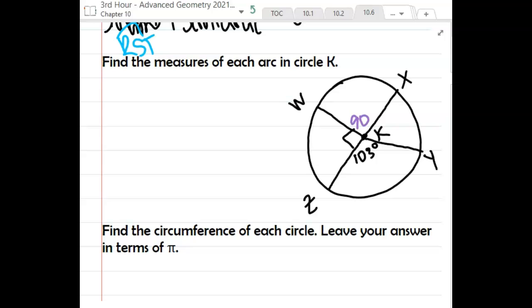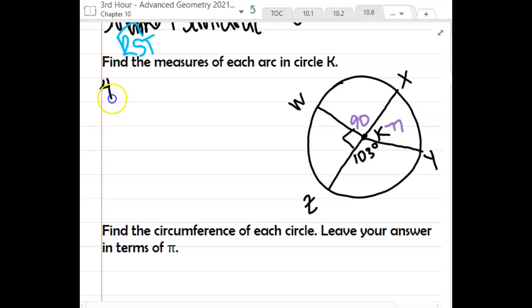How would I find this other angle here? Subtract 103 from 180, right? It's a straight line. So 180 minus 103 would give me 77. I think it's going to help to find those angles beforehand. And in that way, whenever you go to find your angle measures, they're already there. You've just got to kind of match them up.